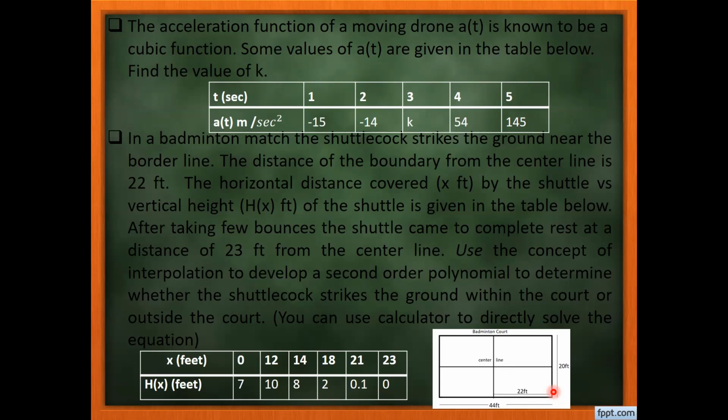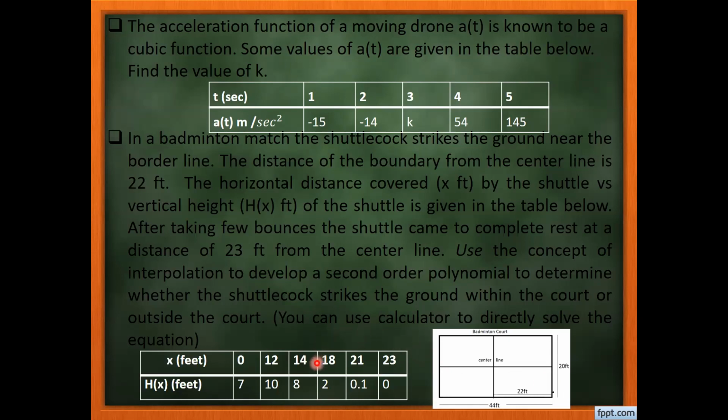To do that, concentrate on one more point: develop a second order polynomial. The data points I am given are 1, 2, 3, 4, 5, and 6. I need a second order polynomial, which means I only need 3 data points. It's my choice to choose 3 data points, but I need to take those that come close to where I want to solve this equation. I know that the borderline is near 22 feet, so I will choose those 3 data points which are close to 22.